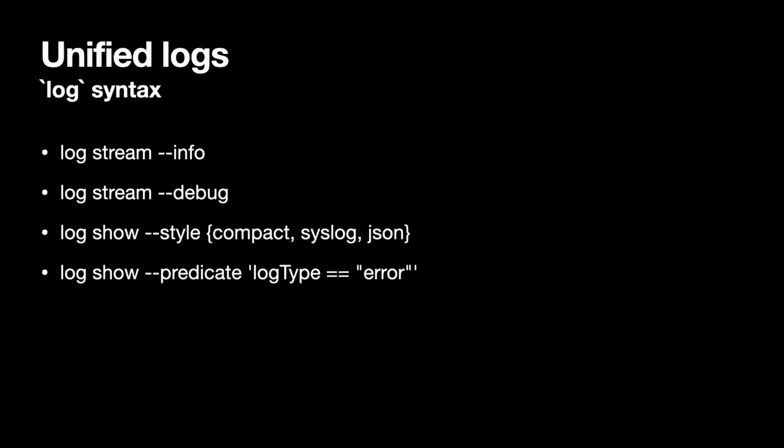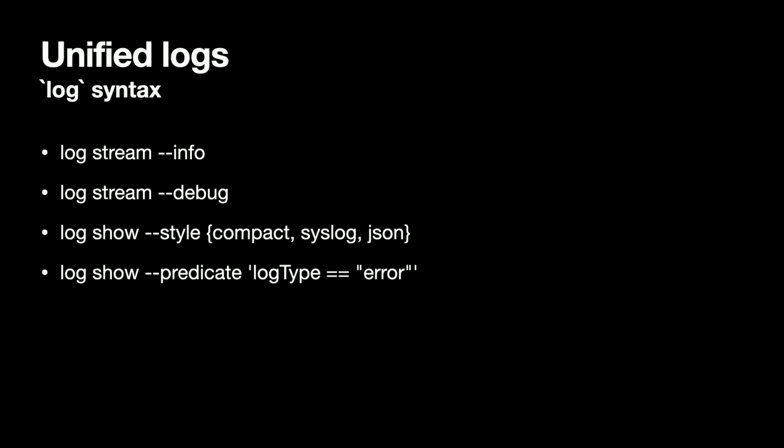So to jump in a little bit deeper here, log stream, by default, I think it does show all the info stuff. I don't know if that's redundant or not, but I've just gotten used to always typing in info and debug in there. The log show command, you can also format the output.